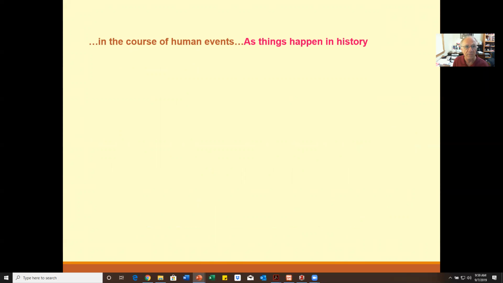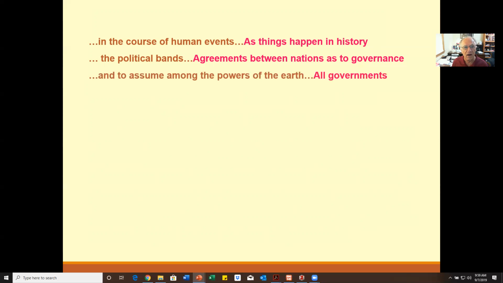It means as things happen in history, if you look at the history of mankind, you end up with political bands. And political bands are the agreements between nations that we might call treaties, or by conquest, you respect a certain border until you go and capture the bad guys on the other side and take it over. But anyway, the political bands are the agreements between nations as to government.